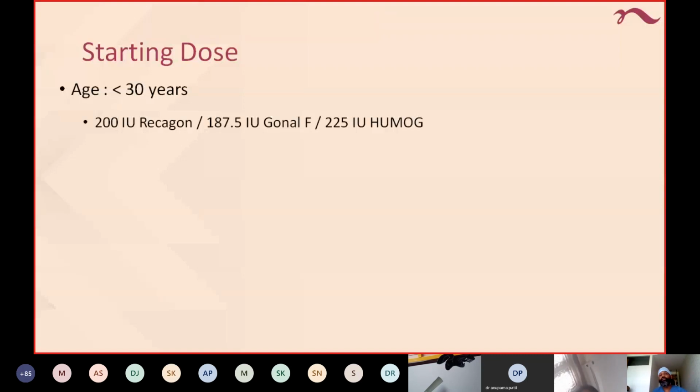Yes, if less than 30 years, a young lady or a thin lady, not very heavily built, you can use around 200 international units of Recagon or 187 units of Gonalef or 225 international units of Humog. So these are the commonly used drugs. I'm telling you, you can use whatever brand you like, not this brand exactly, but this is what is generally used.